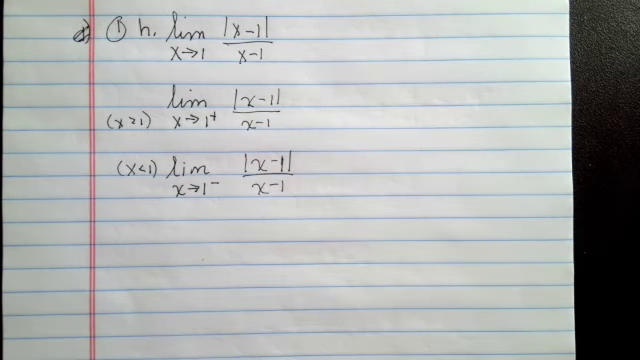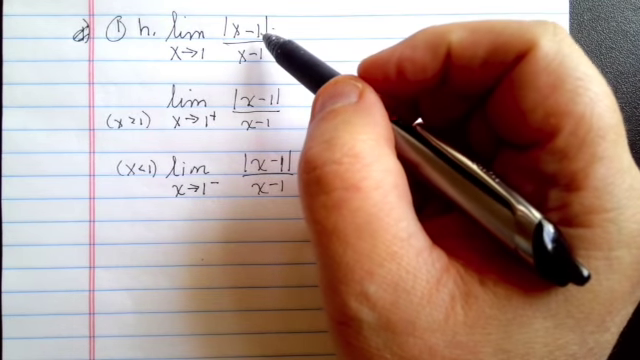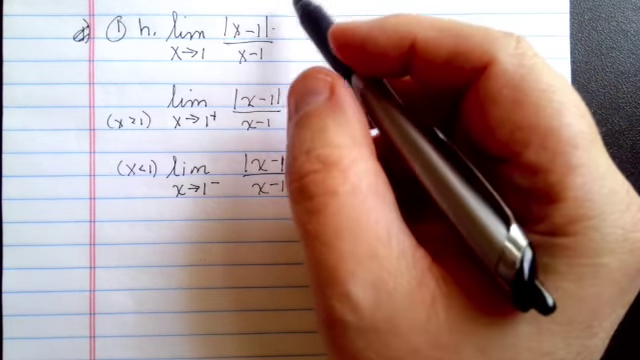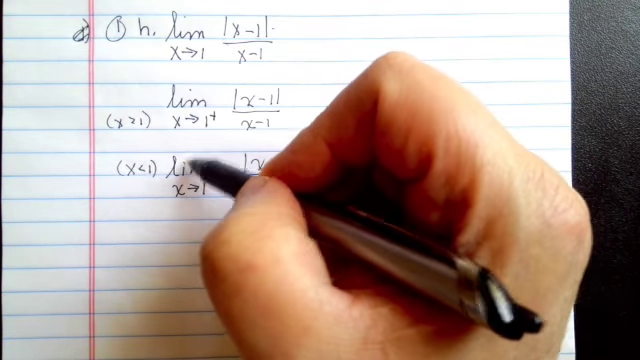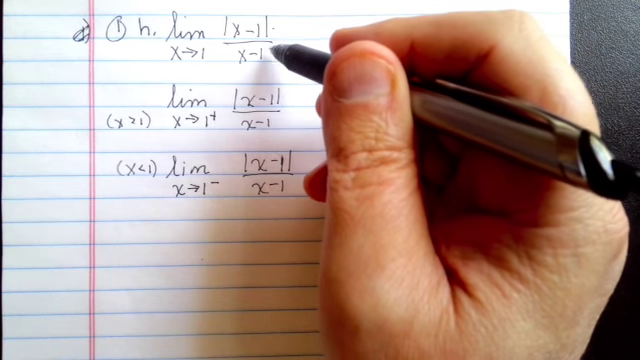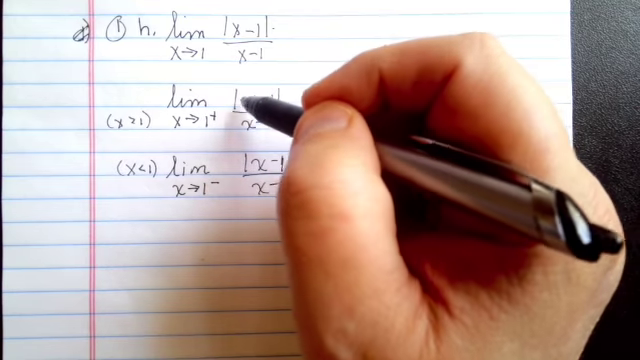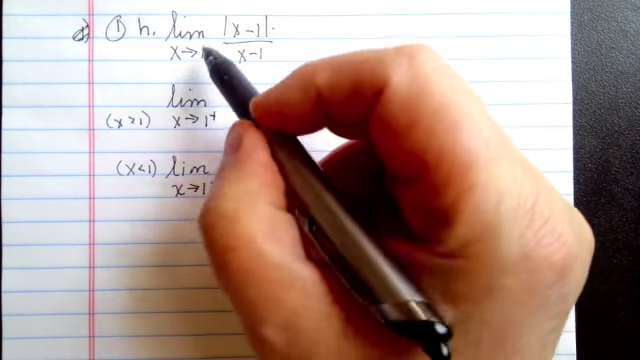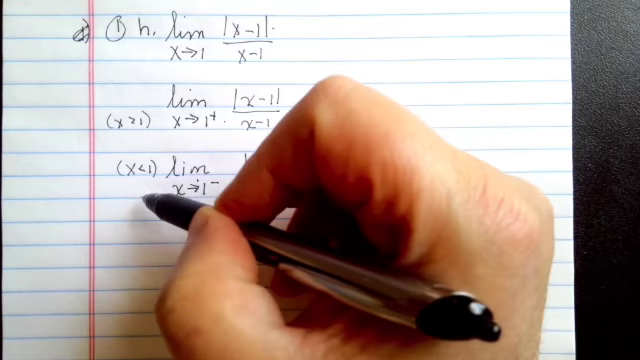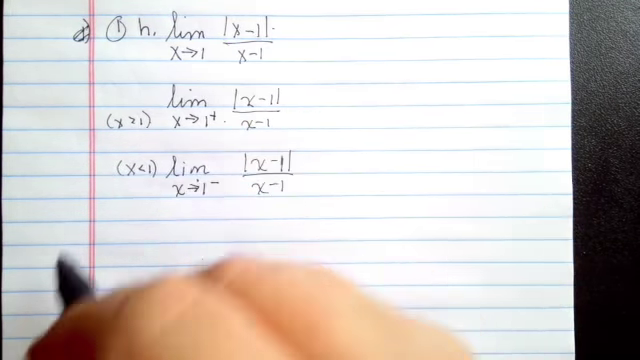Now we have the limit as x tends to 1 of the absolute value of x minus 1 divided by the quantity x minus 1. When you have a limit that involves absolute values, this is another opportunity for you to use one-sided limits. You really want to consider using one-sided limits in the case where you've got absolute values. So we'll look at the limit from the right and the limit from the left. Again, where x is greater than 1 and where x is less than 1.